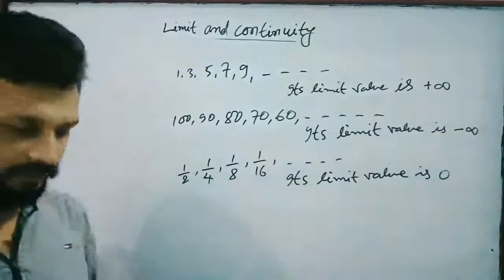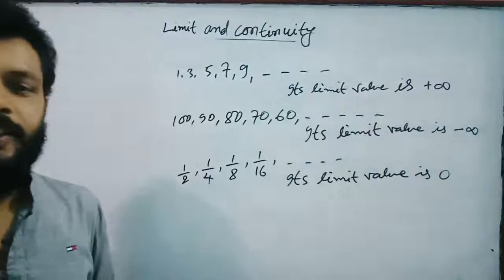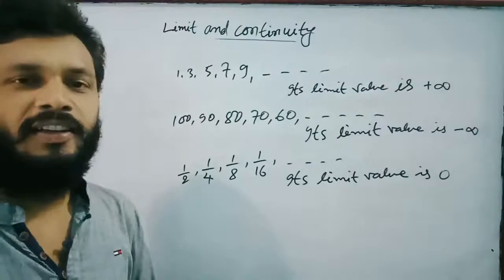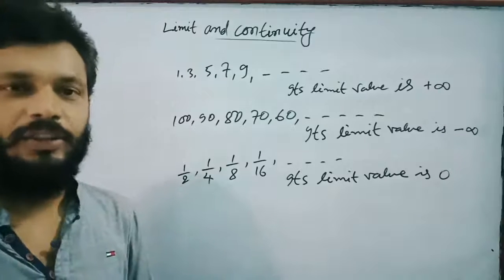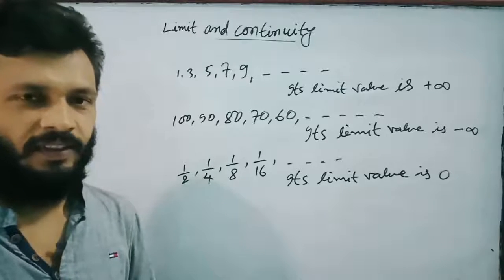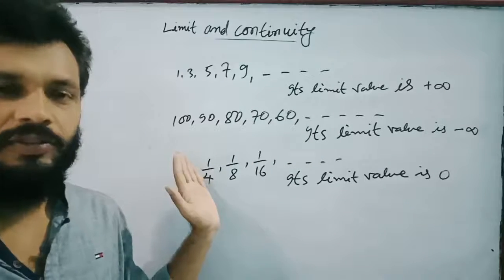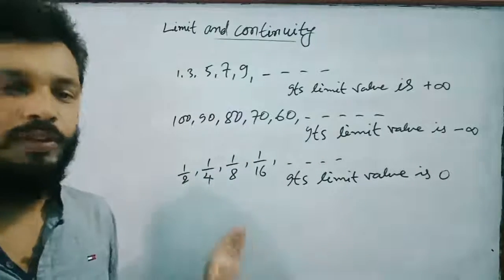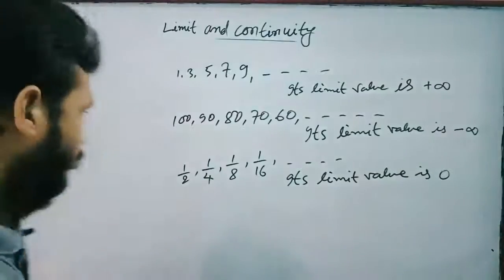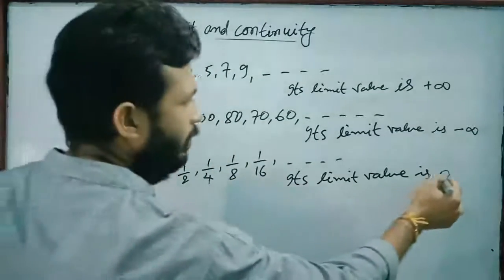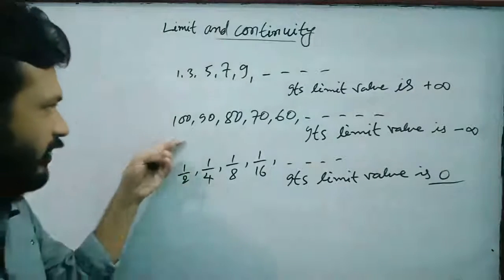Are you clear? Okay, now we can define the limit by the given examples. I think you can define it. So let's go to define the limit according to these examples. Understood? Okay. Limit value is the functional value, its nth term.